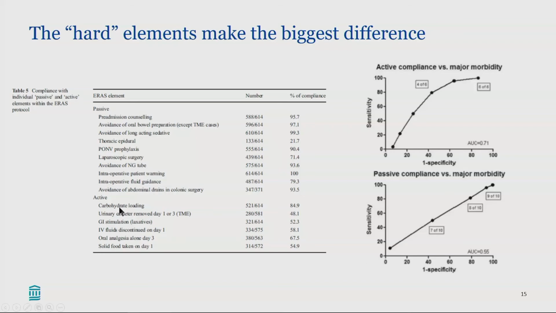What were the active elements? Carb loading, taking the catheter out, putting the patient on some sort of bowel regimen, getting the fluids off, putting them on oral meds, solid food. The things that nobody really had to do, like avoiding an NG tube, didn't make as much of a bang for the buck. It was the things that required active participation.